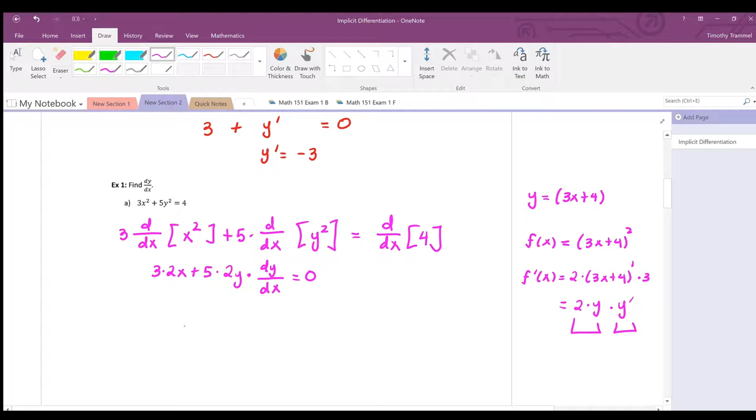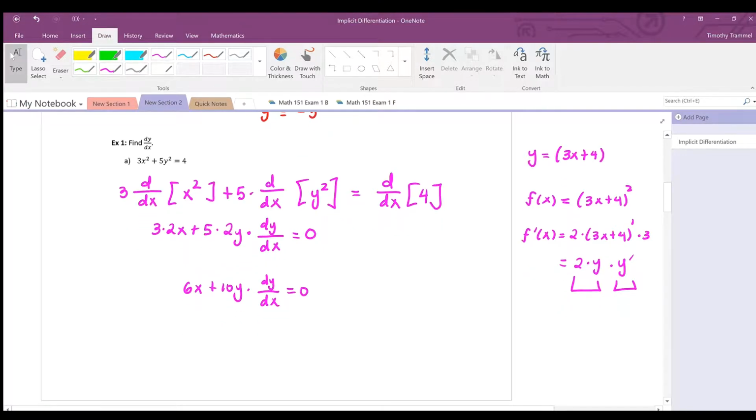So we have 6x plus 10y times dy/dx is equal to 0. And let's move the 6x over to the right, divide by 10y, and we'll have our answer.